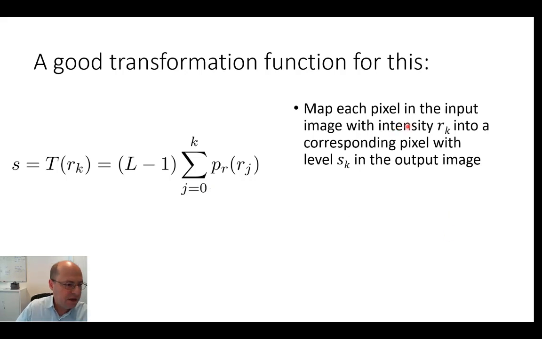The idea is then to map each pixel in the input image with a certain intensity value, Rk, into a corresponding pixel with another level, Sk, in the output image.